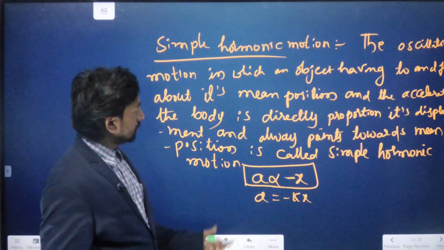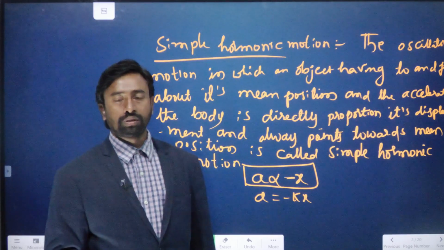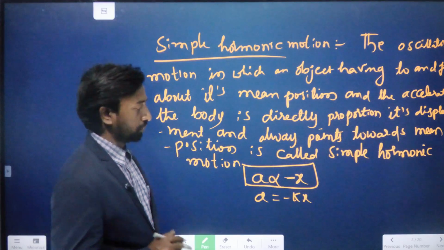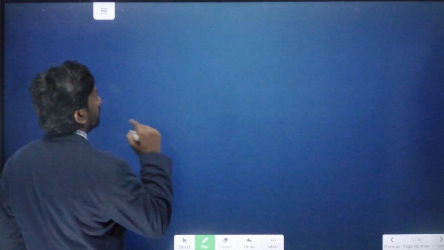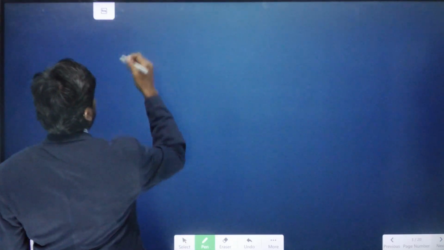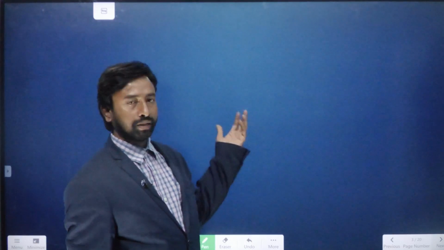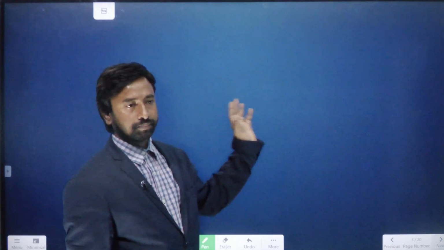Now, to understand simple harmonic motion, we should know some of the basic definitions. Any type of simple harmonic motion will be in the form of waves. If you draw a graph between time and the displacement of the particle, we will see that motion.